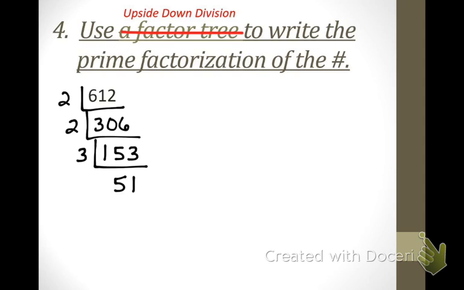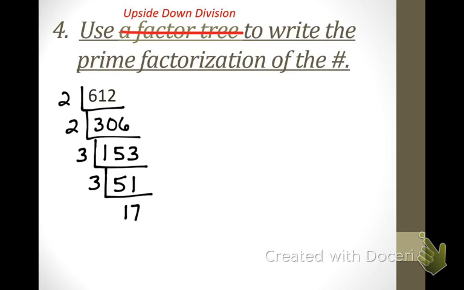Okay? Now, can a 2 go into a 51? No. Why not? Because it's not an even number. Add up the 5 and the 1. What do you get? 6. Can a 3 go into a 6? Yes. So you know a 3 can go into a 51. How many times? 17. Is 17 prime or composite? Prime. That means only 1 times 17 equals 17. So I know I am finished at this point.